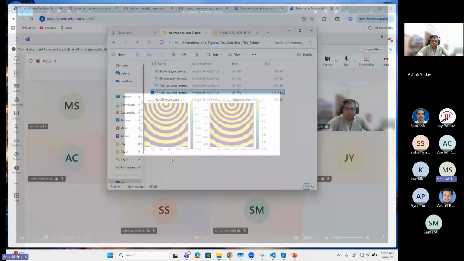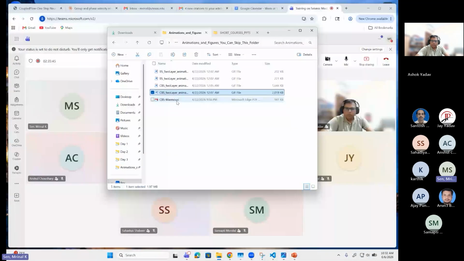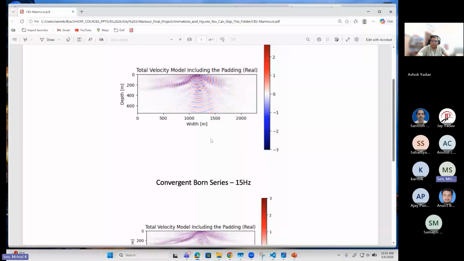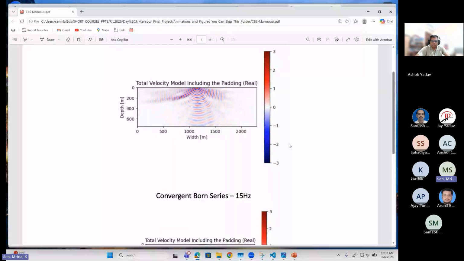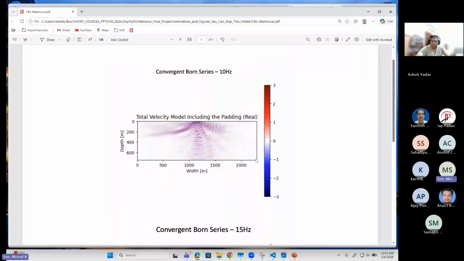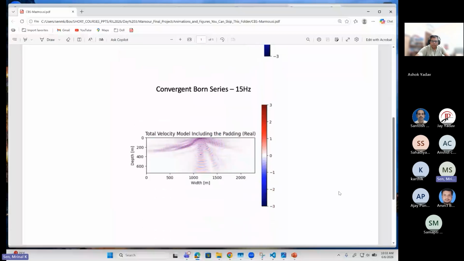And then I don't have the movie, but this is basically our Marmousi model, and this is the real part. You can actually see that it did a good job. This is for 10 hertz, and this is for 15 hertz. So even for a complex velocity model, this seems to be converging and giving us reasonably good results.